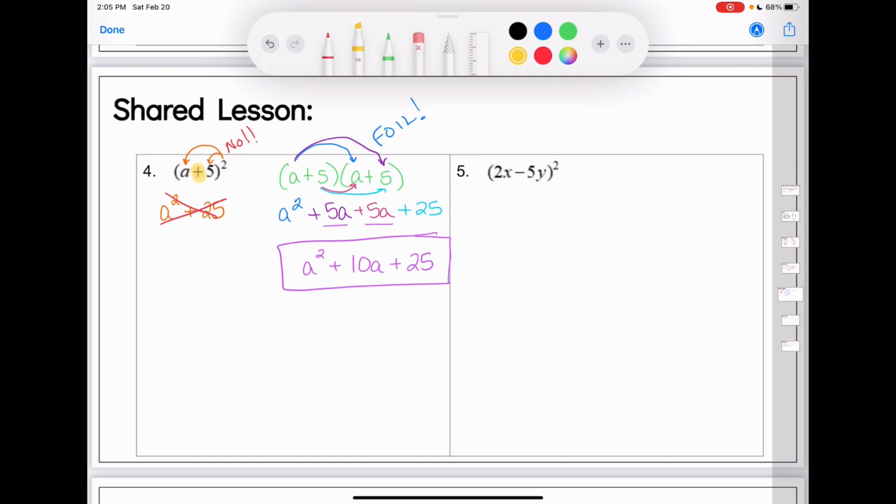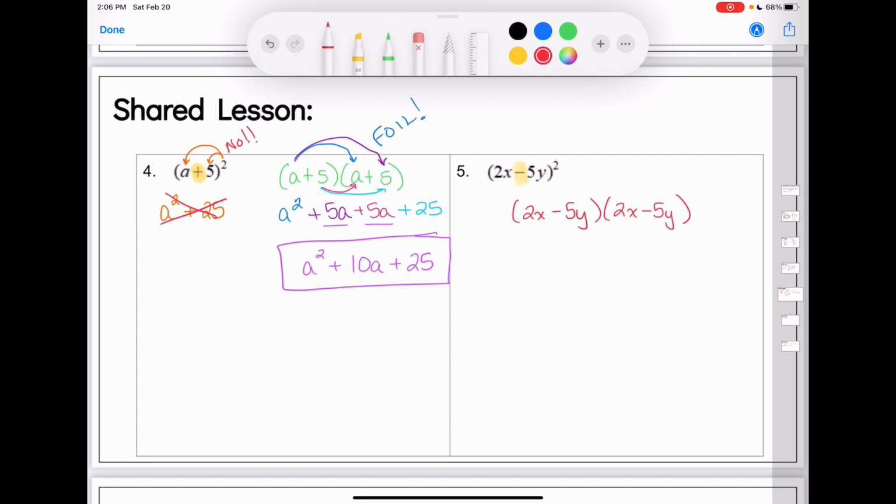So if we have a binomial or a trinomial or something crazy like that, if you have more than one term in your parentheses, there's a plus or a minus in there, you cannot distribute the exponent. You have to FOIL, okay? So if I look at number 5 here, 2x minus 5y in parentheses squared. Again, I cannot distribute my exponent because I've got that subtraction. This is a binomial, so instead, I'd write it 2x minus 5y times 2x minus 5y.